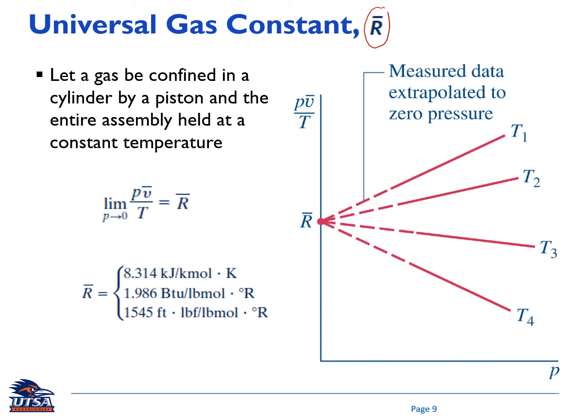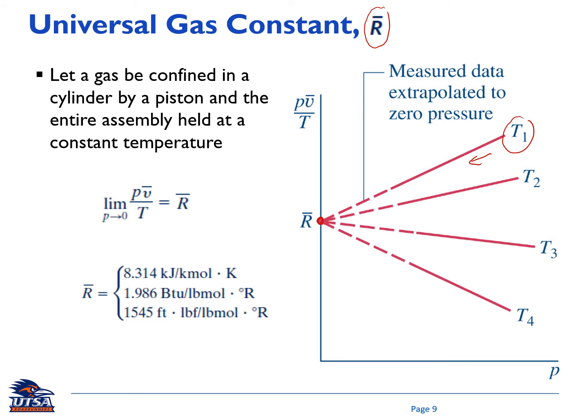Imagine we have a gas confined in a cylinder by a piston, and the entire assembly is held at constant temperature. If you change the position of the piston while it is held at constant temperature, you will have a process line following this line. For example, if I reduce the pressure, it goes to the left, all the way until it reaches this point.